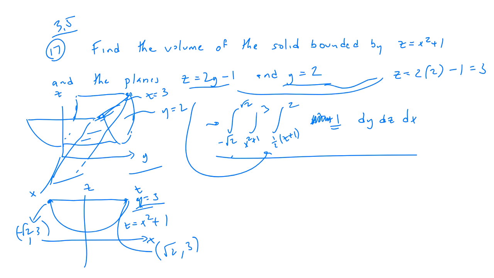Oh, because we're looking for the volume. So to get the volume, we integrate 1. That's the only difference between 3.4 and 3.5. In 3.5, when we're looking for the volume, we always integrate 1. Which means, in theory, we could actually do it with a double integral, because it's just the double integral of the top curve minus the bottom curve. Or in this case, the left curve minus the right curve.